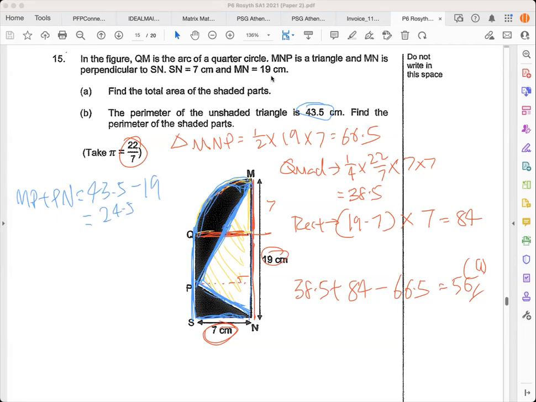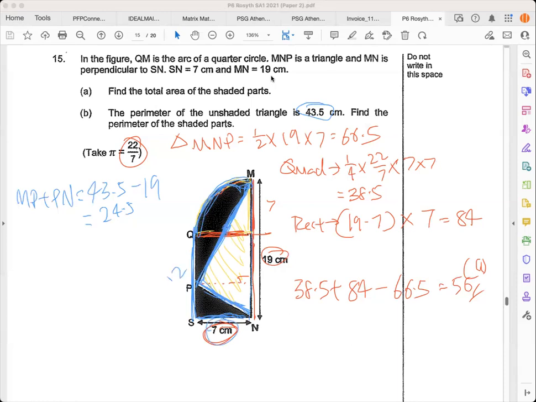So now that I got NP and PN, I need to add 7, plus the length here, which is 19 minus 7. 19 minus 7, which is what? 19 minus 7 is 12. Let me write properly first. This is 19 minus 7, which is 12.